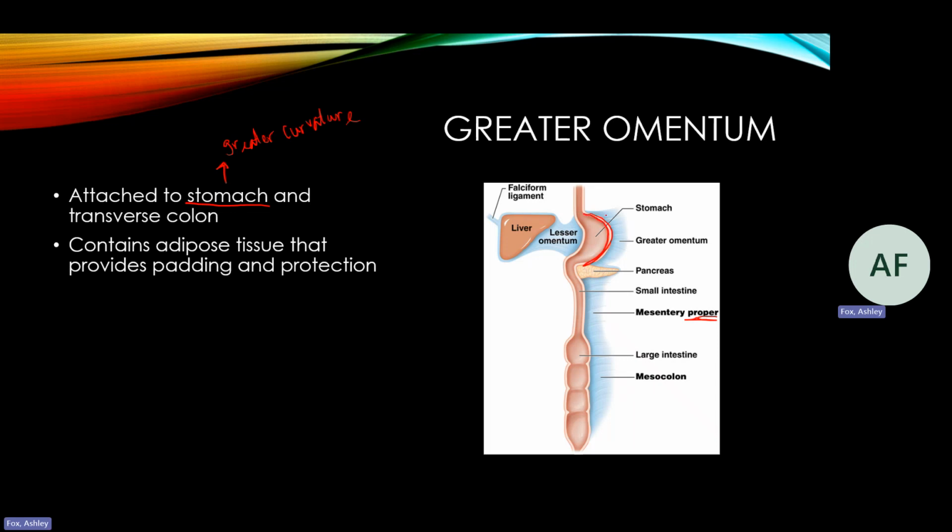The greater omentum is attached to the greater curvature of the stomach and attaches to the transverse colon. So we're going to see again in lab that the colon goes ascending, transverse because it goes across or horizontally, and then goes descending. So it's attaching between the greater curvature of the stomach and that transverse colon right here.